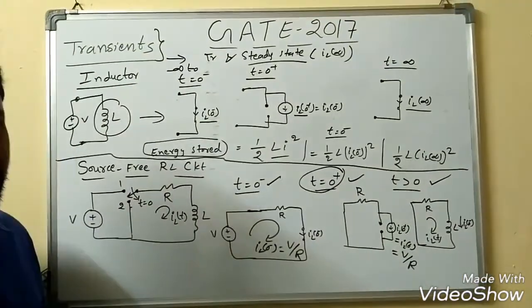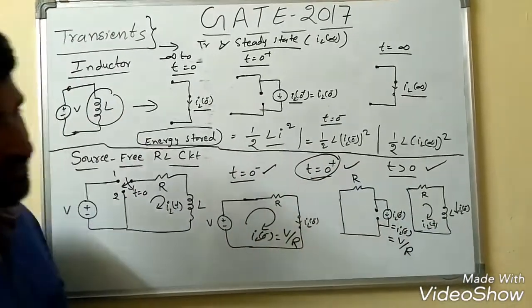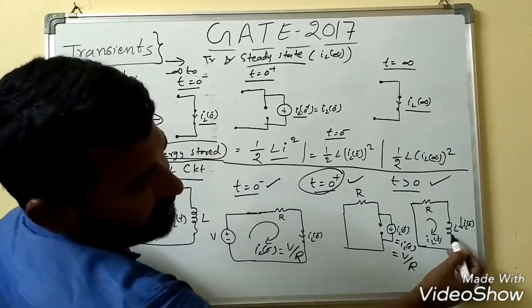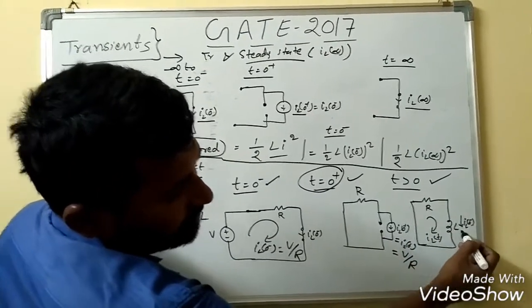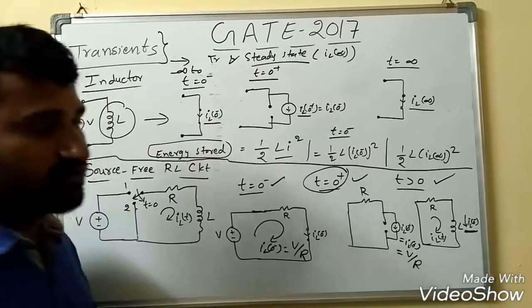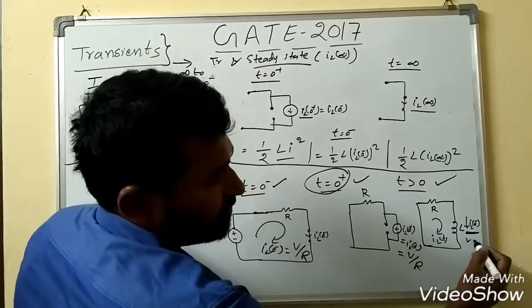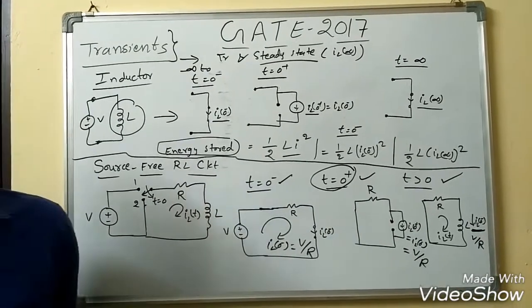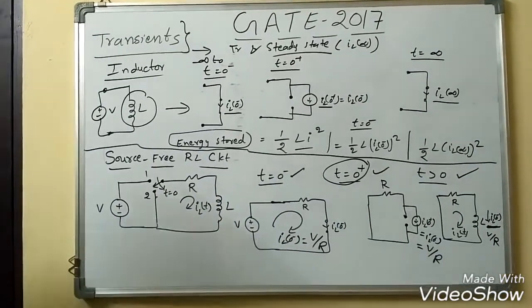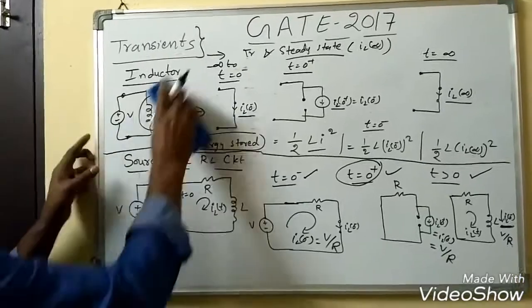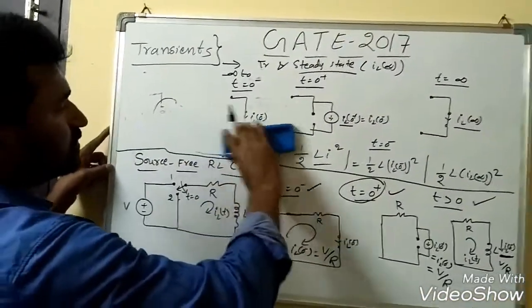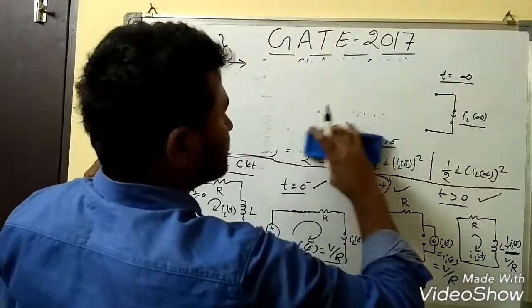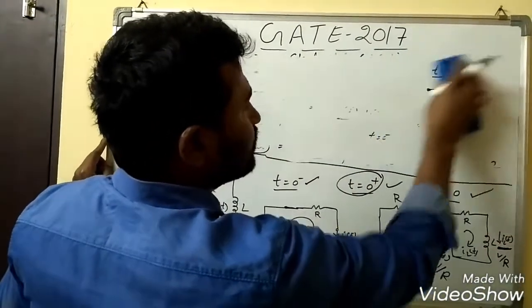Now the next case is t greater than 0. So t greater than 0 is the same as this, but the inductor should be there, and the inductor initial current IL of 0 minus should be there, which is nothing but V by R. Right? So these are the three different conditions. Now we will see how to find the current expression for t greater than 0. For that we need some basics about differential equations. I hope everyone knows.